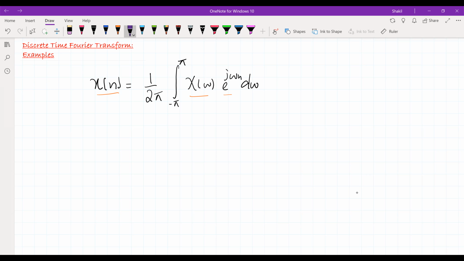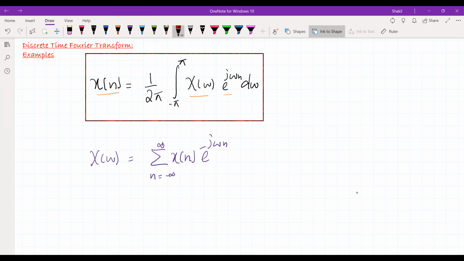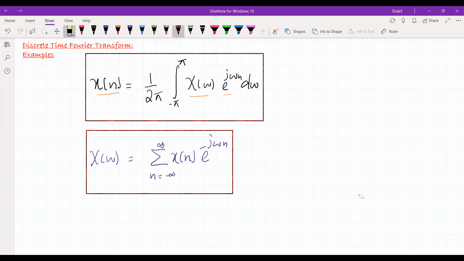Now what is x of omega? Where x of omega is summation n running from minus infinity to infinity x of n e raised to power minus j omega n. So this one is referred as discrete time Fourier transform expression, and this is referred as inverse discrete time Fourier transform expression. Now, whether we say x of n or x of omega, it means one and the same. This is the frequency domain expression. This is the time domain expression of x of n.